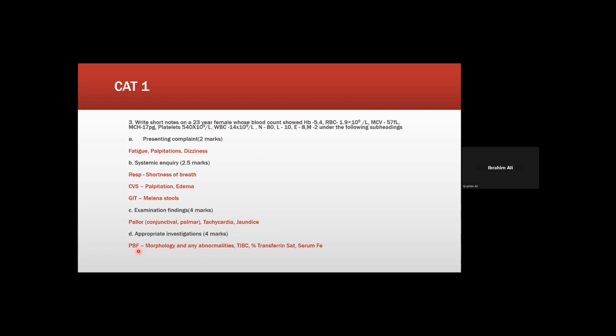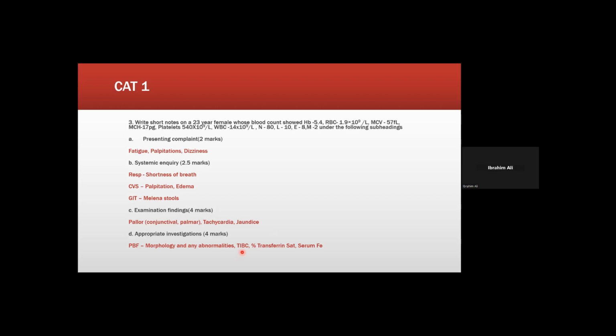So you can leave the complete blood count, and now we can talk of PBF, bone marrow, and the others. In PBF, you'll have morphological changes and any abnormalities. In your PBF, you'll see microcytes, and your RBCs will be smaller in size if you compare them to the lymphocyte. And then you can see abnormalities like dacrocytes, the pencil shape. Your RBC will look like a pencil. That is in case of iron deficiency anemia. You can see teardrop cells in case of thalassemia and so on. And then your TIBC, those are the biochemical.